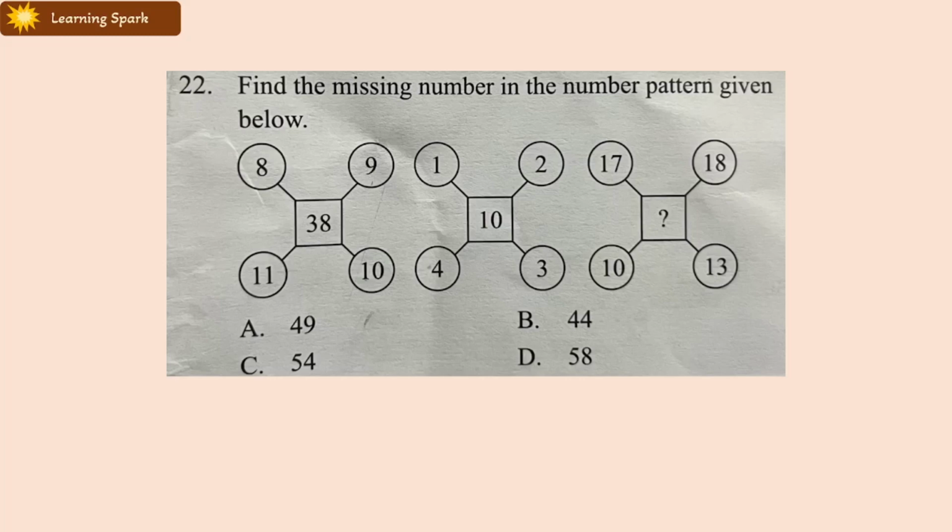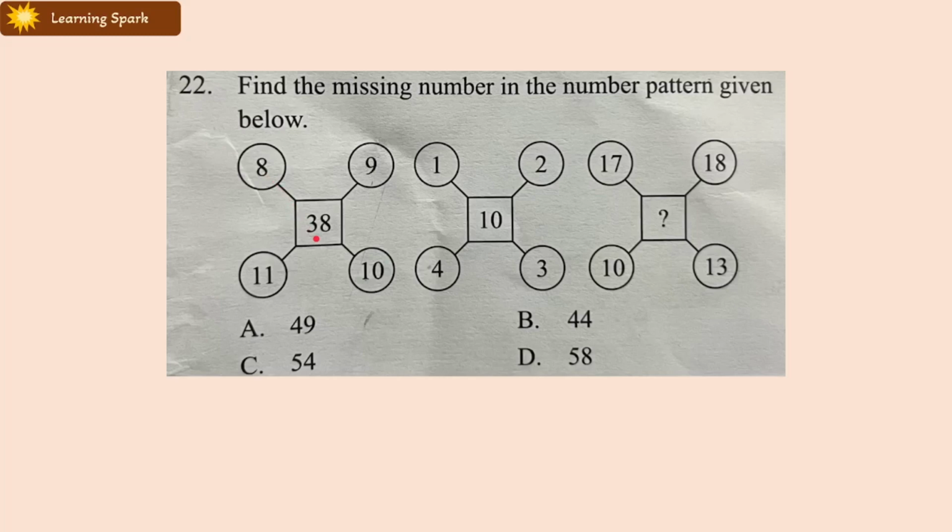Question number 22 is on the screen. Let's work this out. It says find the missing number in the number pattern given below. So this is the missing number. Okay, so first let's find out what is this pattern, right? So there are 2 kinds of shapes. One is circle and one is square. So these are different shapes.